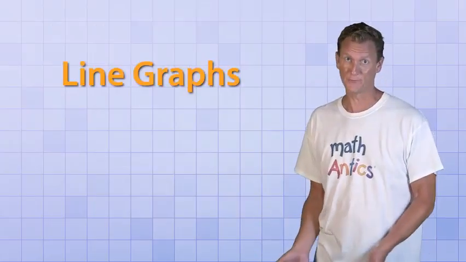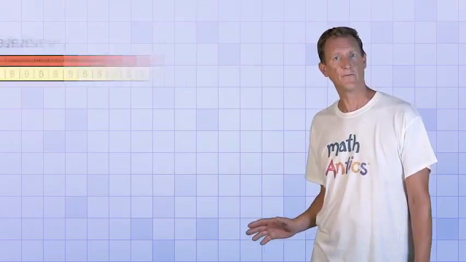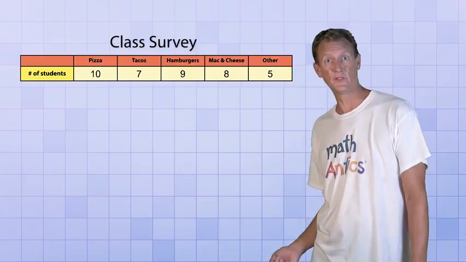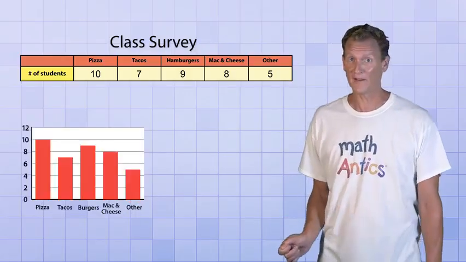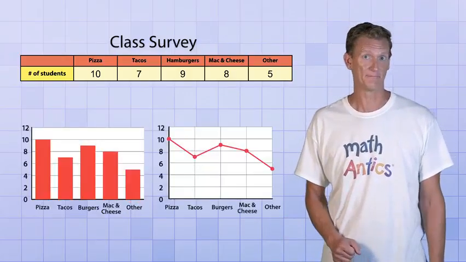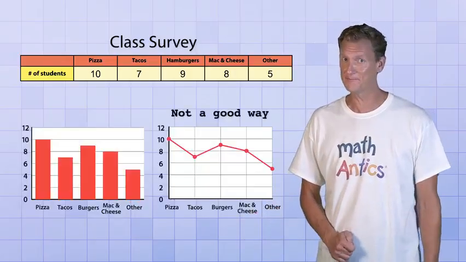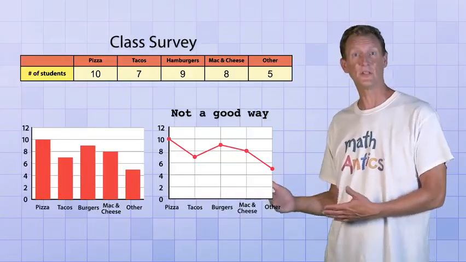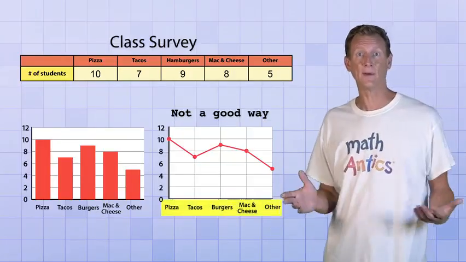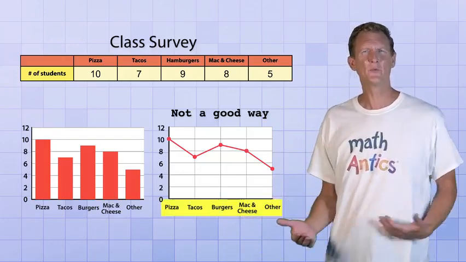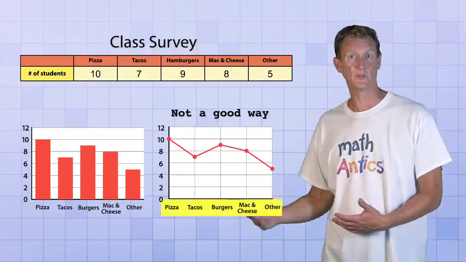But like all types of graphs, line graphs have some limitations too. For example, do you remember our first set of data about students' favorite foods? Well, here's a bar graph and a line graph of that data side by side. Can you think of a reason why the line graph wouldn't be a good way to represent this data? Yep, it's because the options on the horizontal axis aren't related by any natural sequence. It doesn't really matter which order the different foods are listed in.